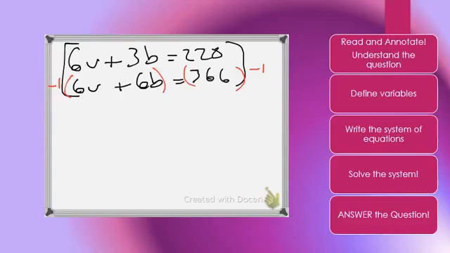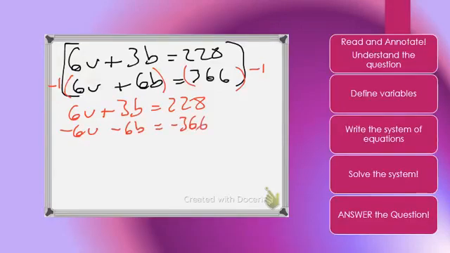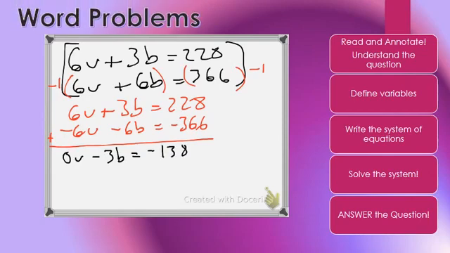When I do that, I'll rewrite the first one first: 6v plus 3b equals 228. And the second equation will be negative 6v minus 6b equals negative 366. Now that I have opposites, I can move to step 2, which is to add in order to eliminate. I will do that and get 0v minus 3b equals negative 138. We're going to divide by negative 3 on both sides, and b is going to equal 46. That means the buses carry 46 students.